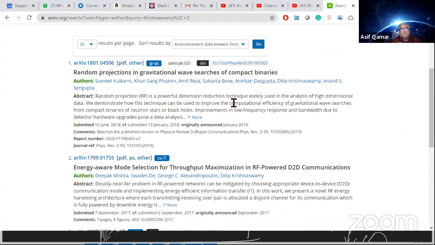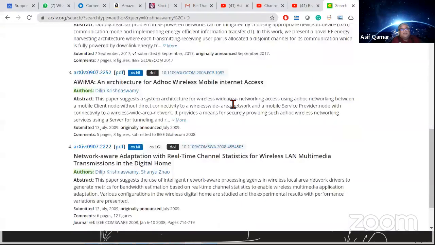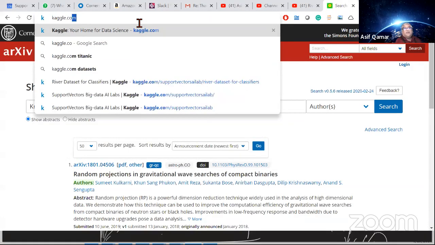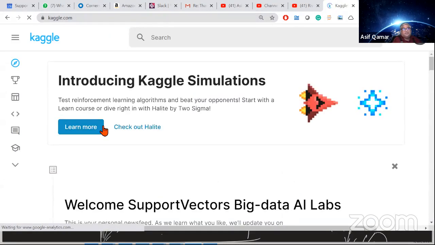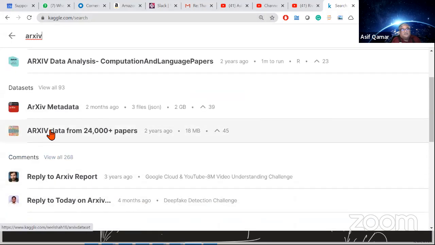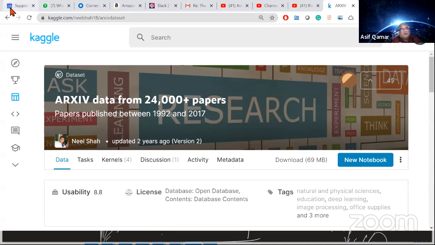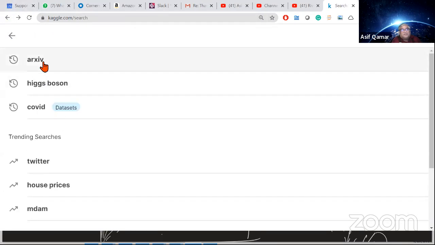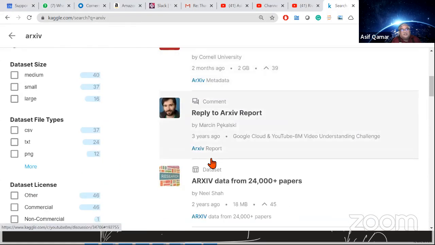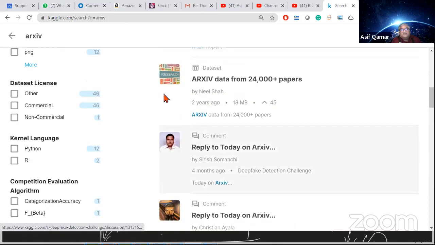So this is it. All papers these days get submitted to archive. So now there is in Kaggle a data set. You can take it from Kaggle or you can take it from any graph website. Let me just look at archive. This is archive data sets. You can reply to archive data sets for 2,400 papers.